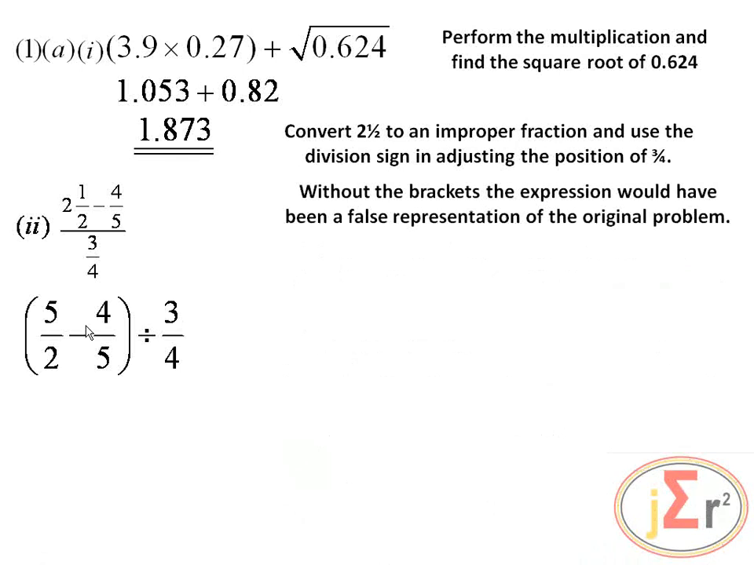Without the brackets, the expression would have been a false representation of the original problem. That is because without the bracket, we are going to apply our laws of precedence of operation. And we know that division will take precedence over subtraction. So without the bracket, we will be dividing the 4/5 by 3/4 before subtracting the entire result from 5/2. But when we have brackets, the contents of the brackets will take precedence. So we will perform the operations that are inside of the brackets first.